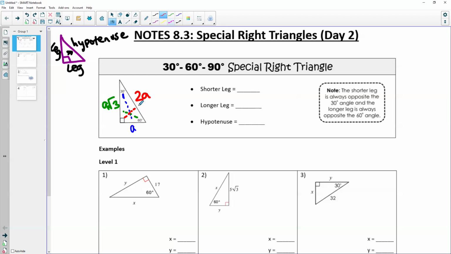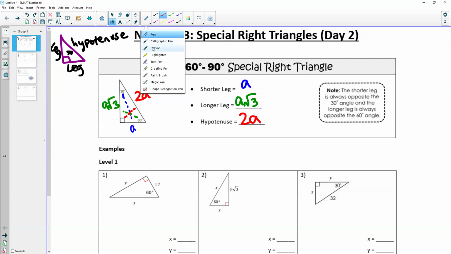So filling that out here, the shorter leg would be A. The longer leg would be that amount, A, multiplied by the square root of 3. And the hypotenuse would be 2A. So the relationship between the side lengths is as follows. This side across the 30, labeled as A, the hypotenuse is going to be 2 times that amount, so it'll be double that amount. The longer leg, which is across the 60 degrees, will be the length of the shorter leg multiplied by the square root of 3.